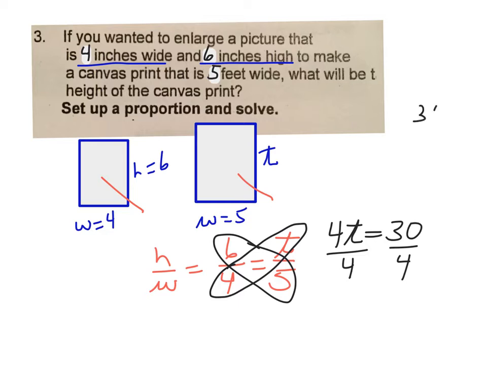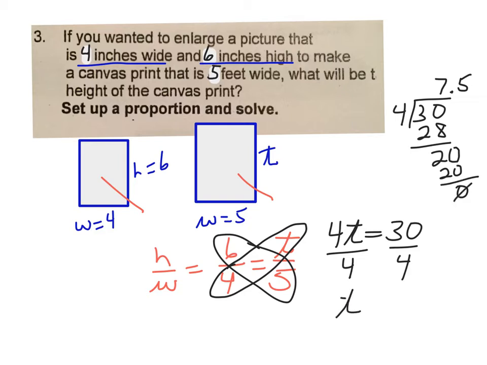Now you go off and you could do 30 divided by 4. I know that goes in there 7 times for 28. My remainder is 2. So add that decimal in and go ahead and add a 0. And that is a 5. Goes in there 5 times for remainder is 0. So your final answer, T equals 7.5. And this one is feet.